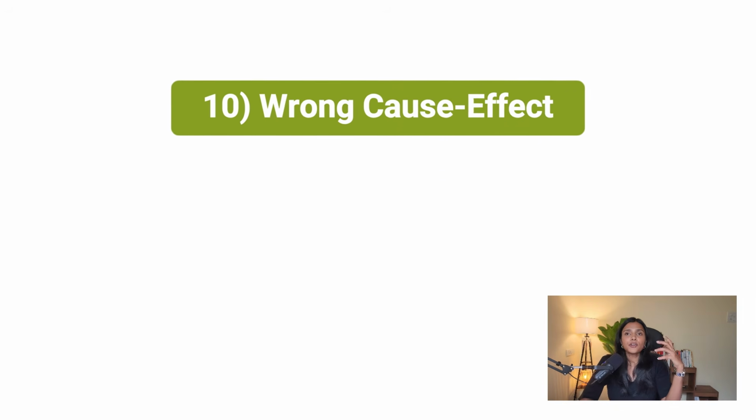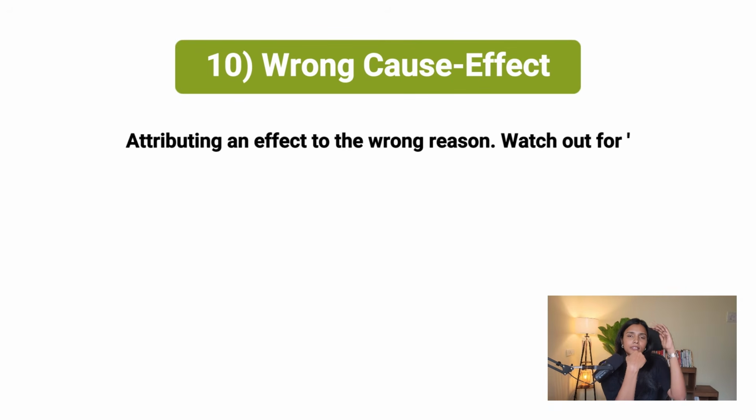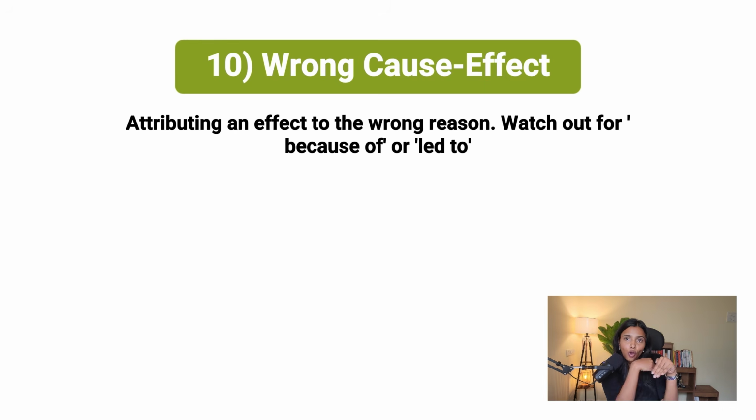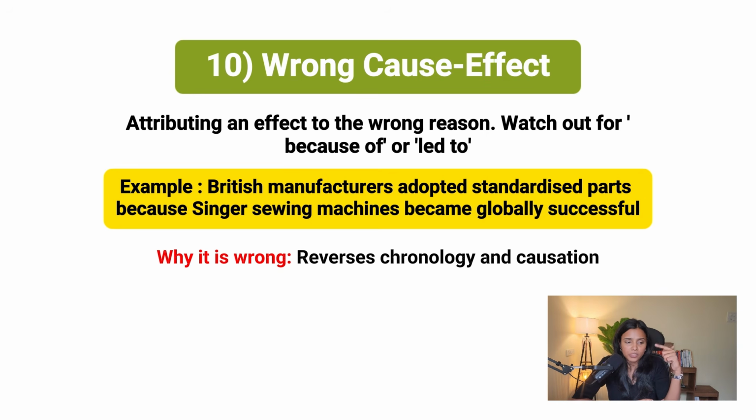The next method is wrong cause and effect. So let's say in the passage, the author says that A leads to B, and in the faulty option, you will have something like B leads to A. So the cause and effect has been swapped. Example, British manufacturers adopted standardized parts because Singer sewing machine became globally successful. So this is completely opposite of what was there in the passage. The adoption happened first and then the success happened, not the other way around.